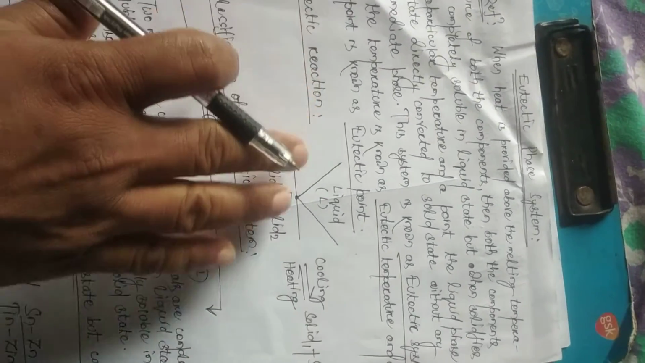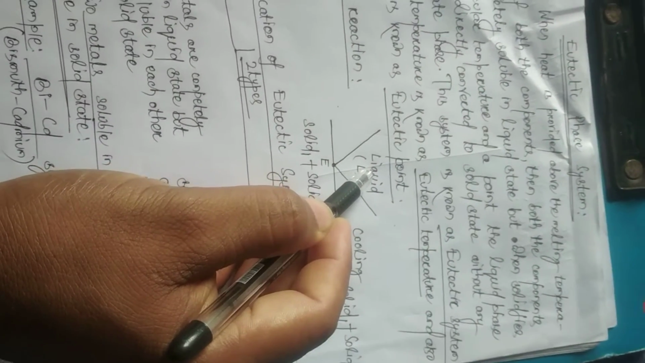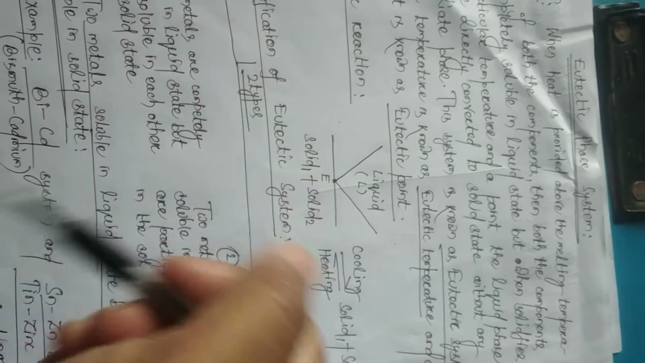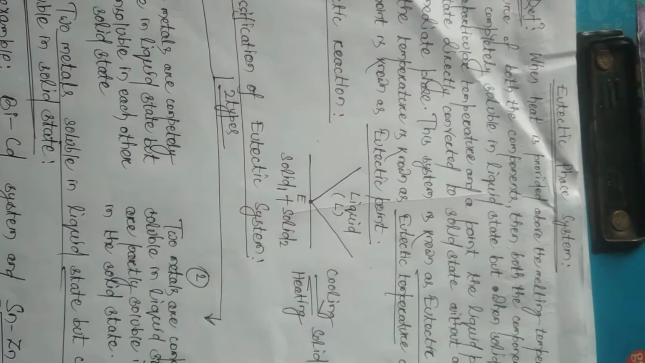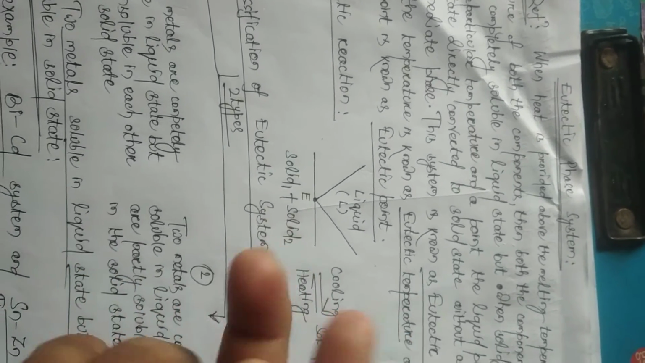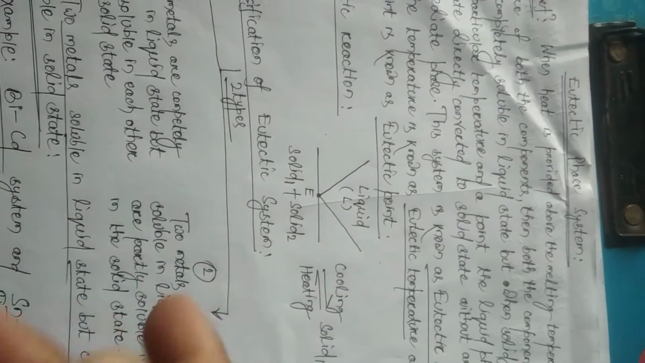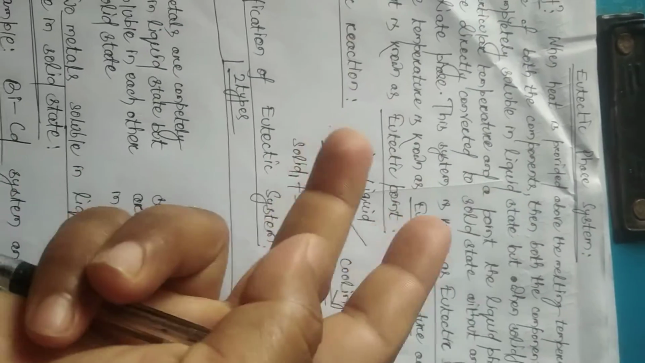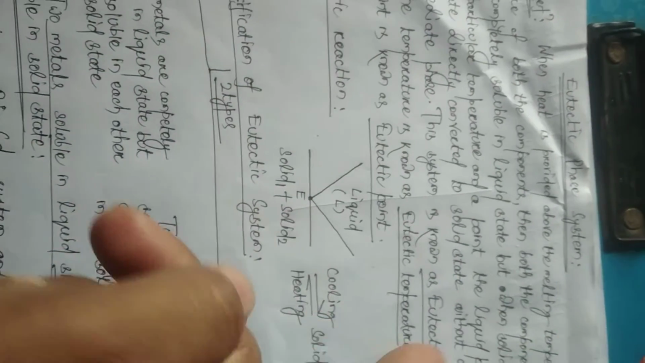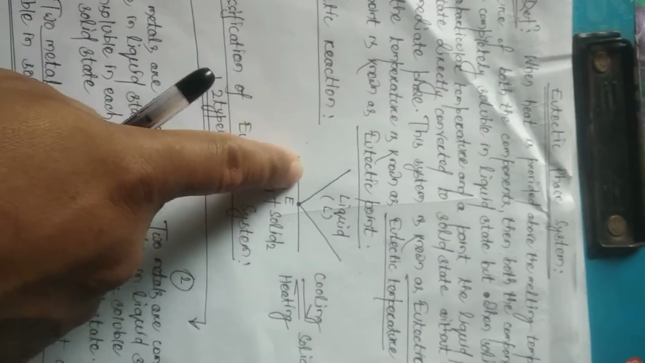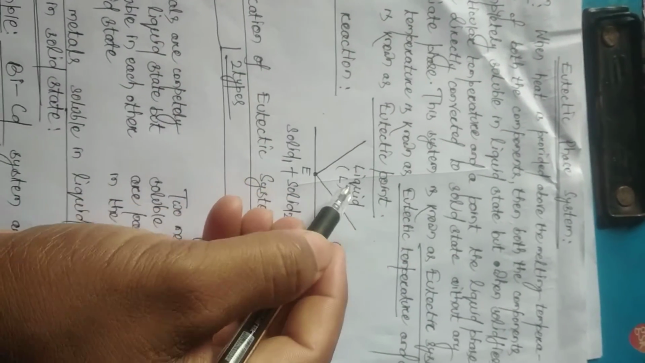Now come to the eutectic reaction. This is the liquid phase. As I explained, when we take two components, I am giving the example of the bismuth and cadmium system, and here we take bismuth and cadmium as the two components. When we provide heat above the melting temperature of both bismuth and cadmium, both metals are completely soluble in the liquid state. This is the liquid state.